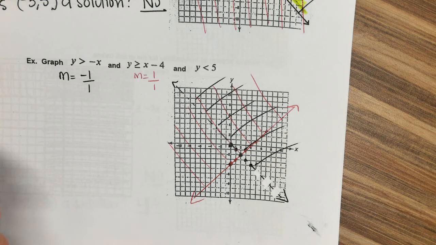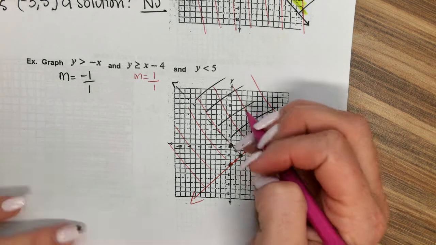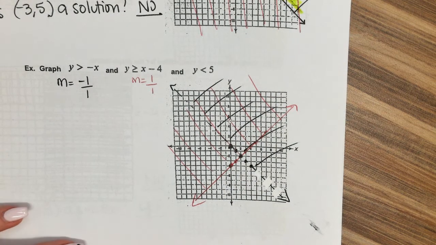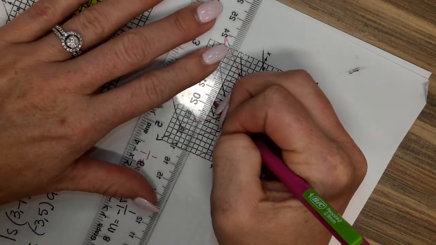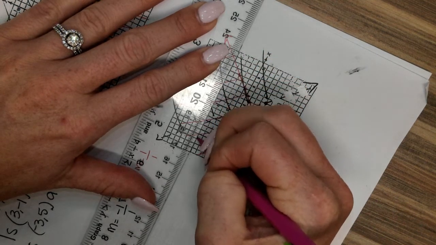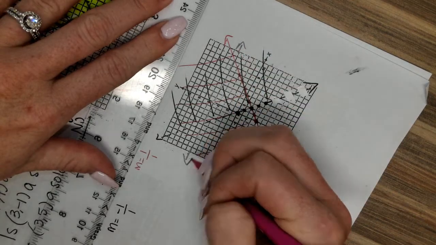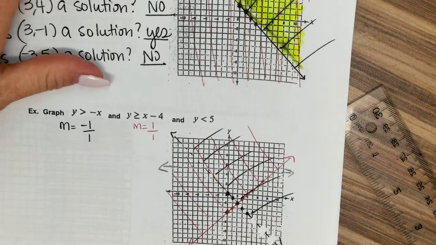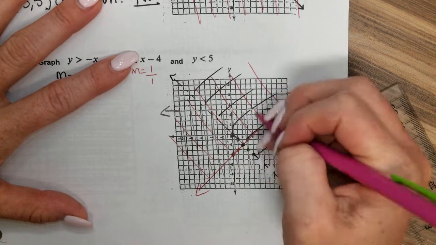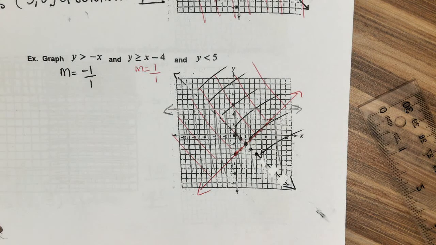y is less than 5. So I go to the y-axis to 5. It's going to pass through the y-axis right there. Would it be solid or dashed? Which way would I shade there? Below. Do y'all see the spot where they're all three shaded? It's a triangle in the middle, yes?